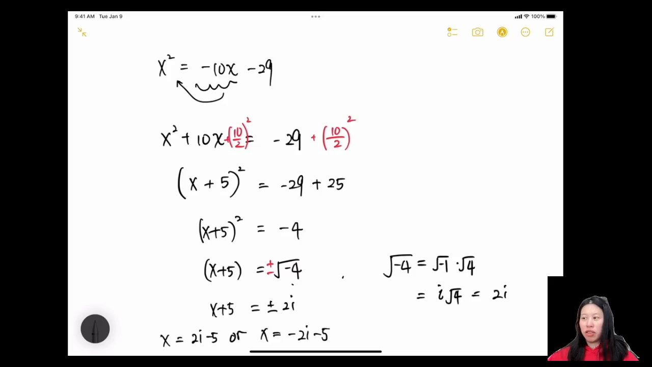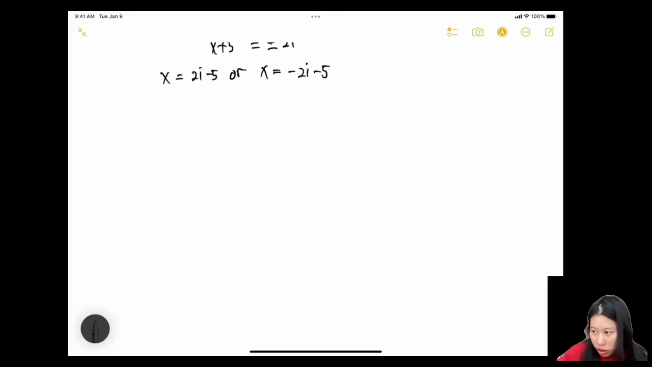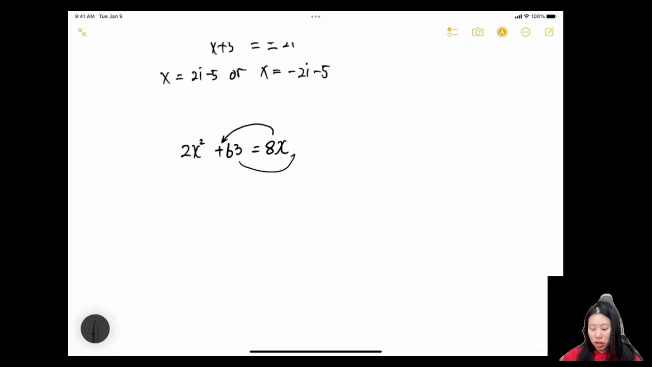Let me get another example, a harder one, when the highest term's coefficient is not equal to 1. So if we have something like 2x squared plus 63 equals 8x. First of all, we need to move the terms to the right place: move the 8x here and move the 63 to the right. So I have 2x squared minus 8x equals negative 63.